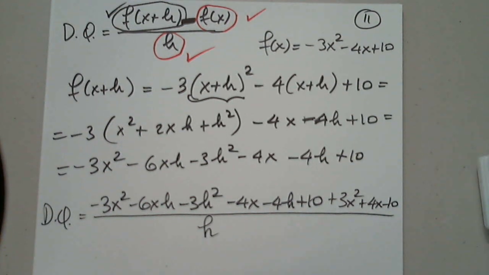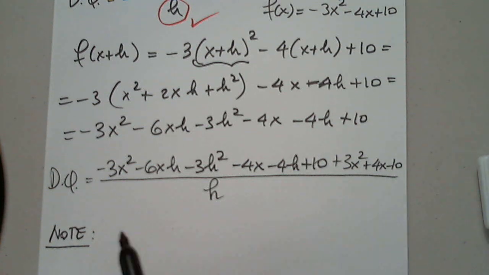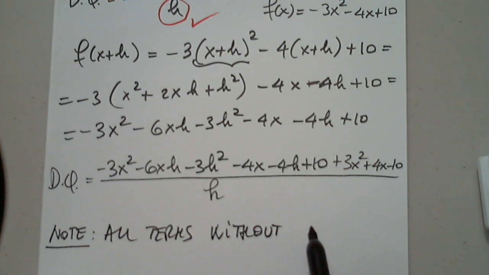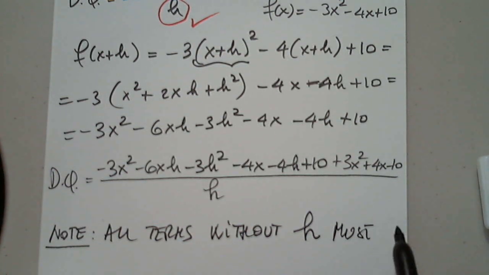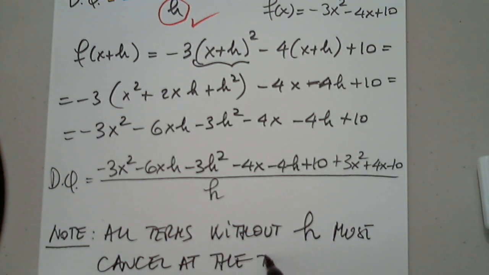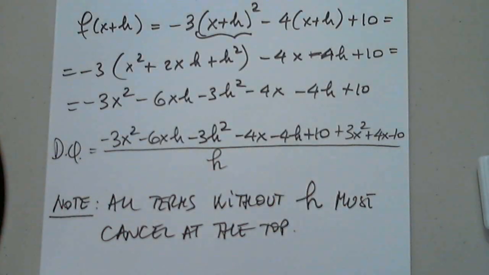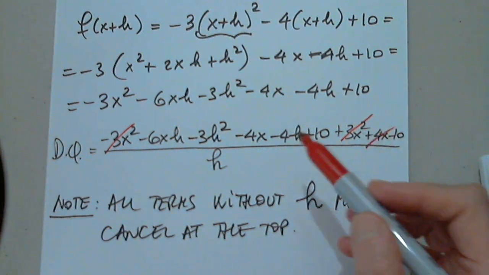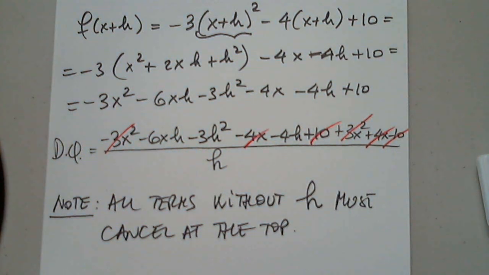Good. So this is our first note. After your initial setup for the difference quotient, all terms without h must cancel at the top. If they don't, we have to stop and go back to the drawing board. Do they go away? They better. Maybe some other terms will go away. That's even better. But at least those have to go away.